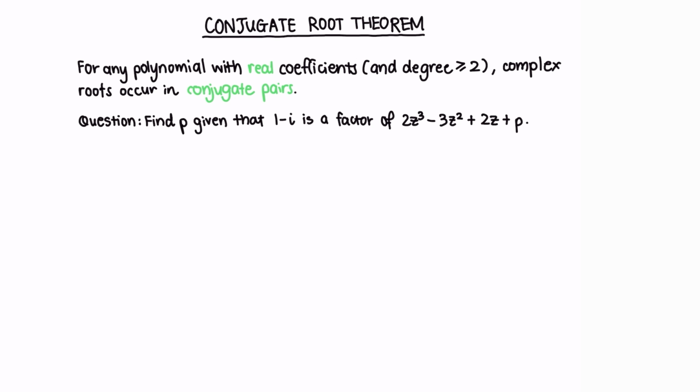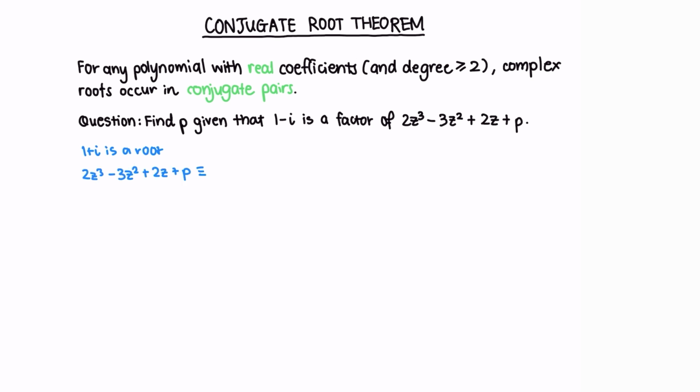So let's start by doing this question. Find p given that 1 minus i is a factor of 2z cubed minus 3z squared plus 2z plus p. So if 1 minus i is a factor, this means that 1 minus i is a root of this polynomial. So the other root, as per the conjugate root theorem, will just be 1 plus i. So we know that 1 plus i is a root by the conjugate root theorem. But we're missing one more root.